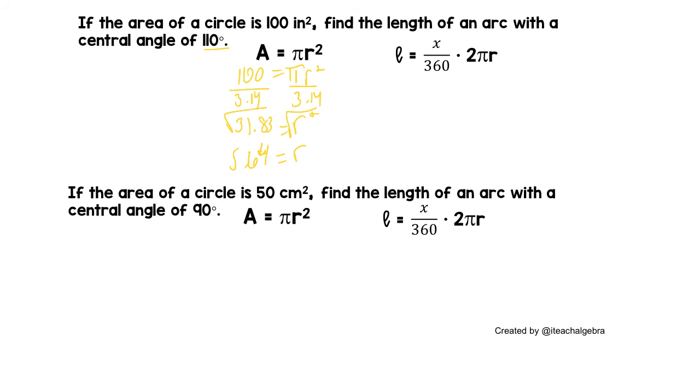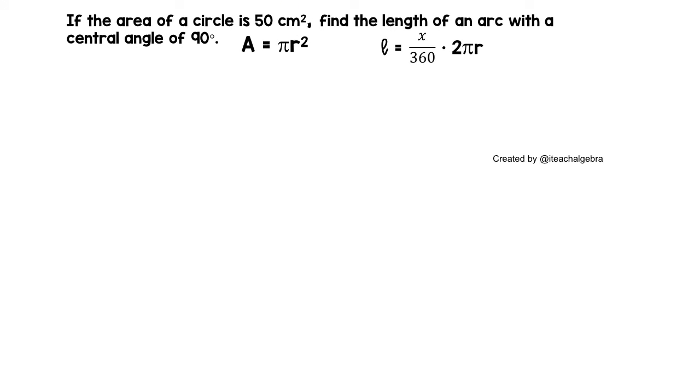The central angle is 110 degrees. So we have the length, arc length is 110 over 360 times 2 times pi times 5.64. That means our arc length is 10.83 inches. One more.